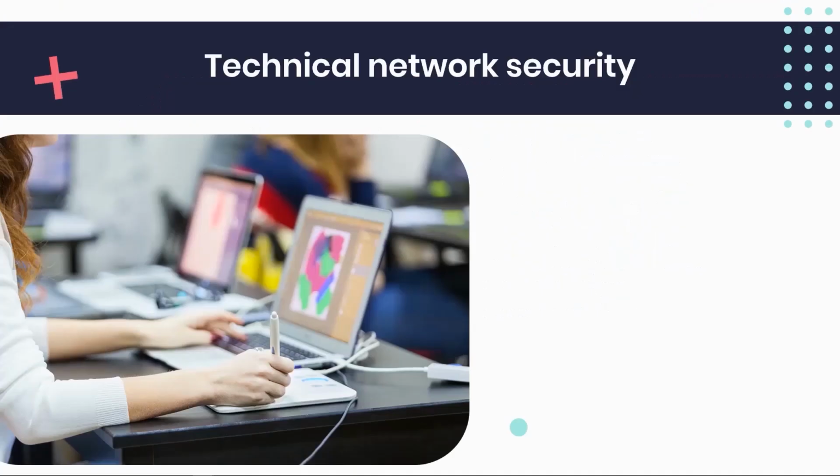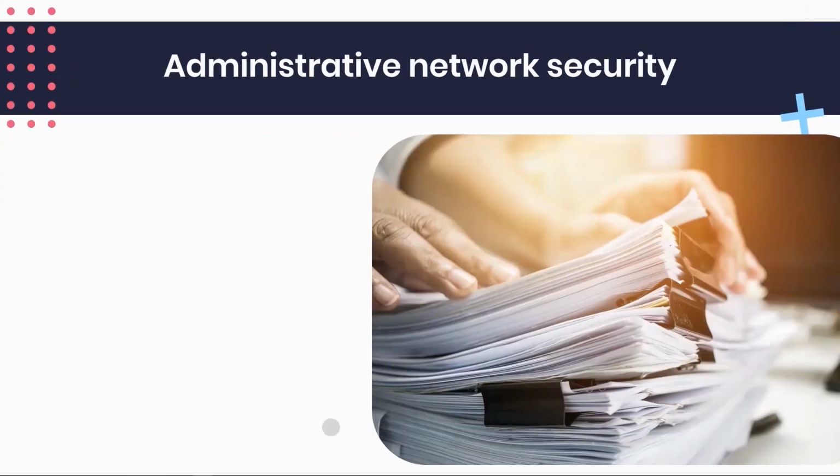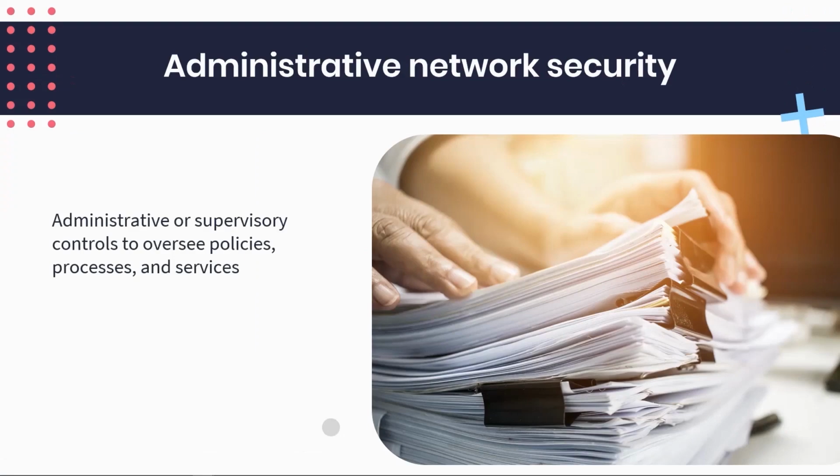Technical network security focuses more on the technical structure of how data flows through the network, and also on procedures and processes. This involves the establishing of incident response processes, management processes, and sometimes security awareness training for employees. Administrative network security focuses on the administrative or supervisory controls to oversee policies, processes, and services. Examples include user authentication, access controls, and firewalls.